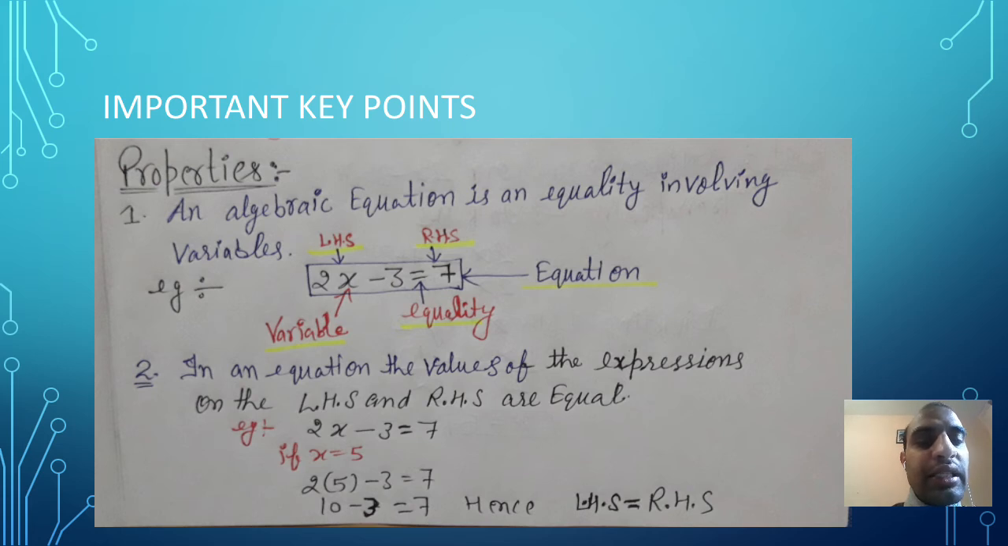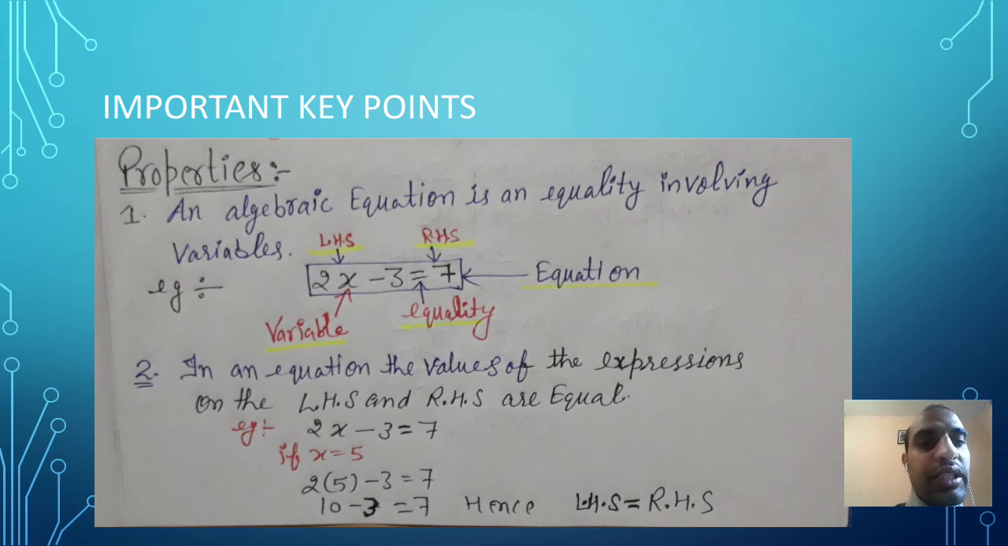Property: an algebraic equation is an equality involving a variable. You can see an example, it is very clear. On one side 2x minus 3 is written, then equals 7. 2x minus 3 is the left hand side, you can see I did underline, and 7 is the right hand side. x is the variable here, and the equal to sign is in between, so this we call equality. And the second side complete, 2x minus 3 equals 7, this complete we can call an equation.